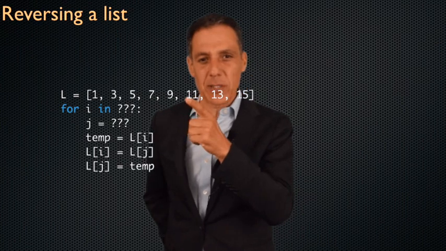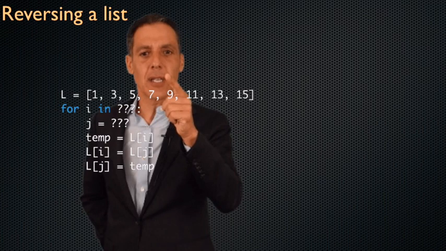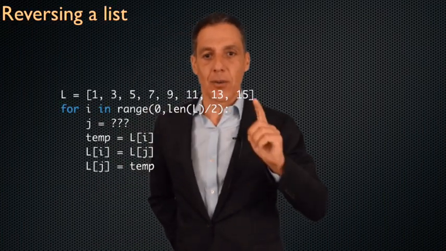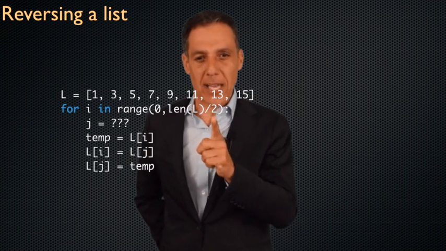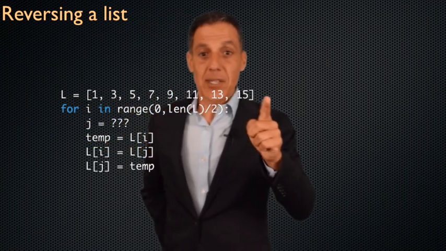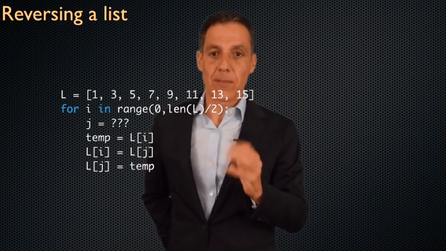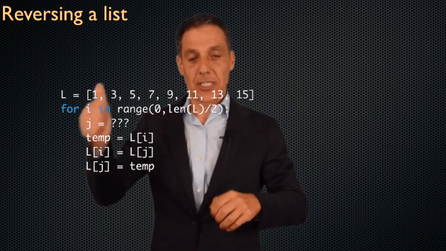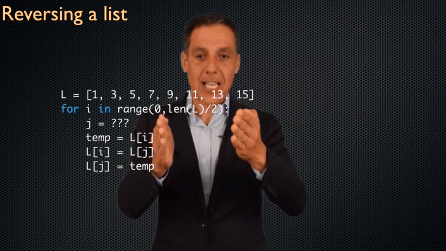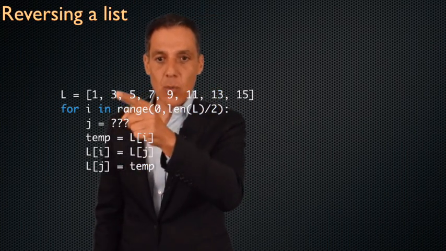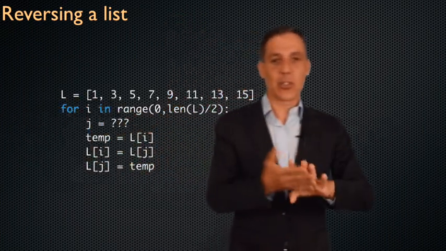All right, so what's I going to be? Well, we know I want the value of I to be 0, 1, 2, 3, and then I'm done. So it is the range of 0 to the length of the list divided by 2. Let's make sure we're not off by 1. What's the length of the list? 8. What's 8 divided by 2? 4. Remember the way range works. It's going to give me 0, 1, 2, 3, but not 4. That's exactly what I want. Good. So I now is going to give me 0, 1, 2, 3.